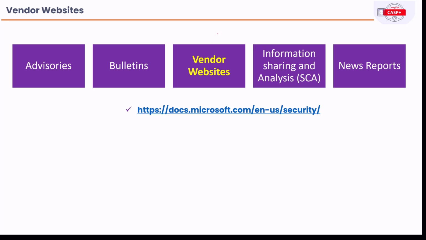Next is vendor websites. Here, security information can be found right on different vendor websites. Additional security-related information, tools, white papers, and configuration guides may be available in addition to the previously mentioned websites like advisories and bulletins. Access to extensive security guidance and best practices is provided by a number of vendors, including Microsoft.